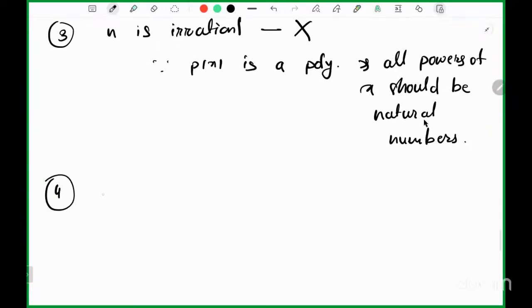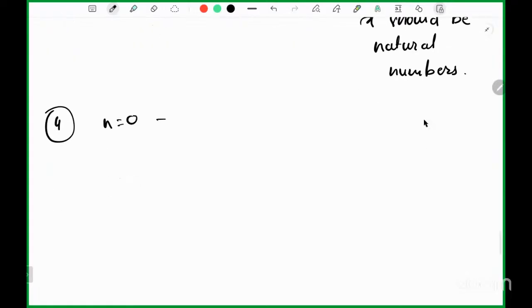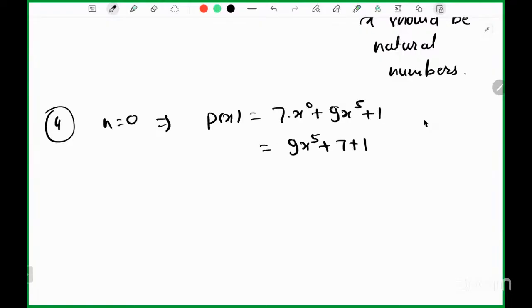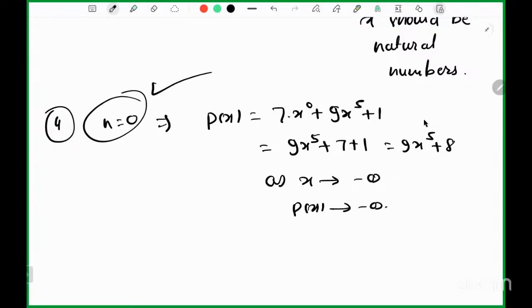Now the fourth option says n is equal to 0. Let's see, if you put n equal to 0, p of x will become 7 into x to the power 0 plus 9x to the power 5 plus 1, which is 9x to the power 5 plus 7 plus 1, which is 9x to the power 5 plus 8. Right? And here also, as x goes to minus infinity, p of x is going to minus infinity. So n equal to 0 will work. So there are two correct options: one is n strictly greater than 5 and another one is n equal to 0. Okay, clear, ma'am?